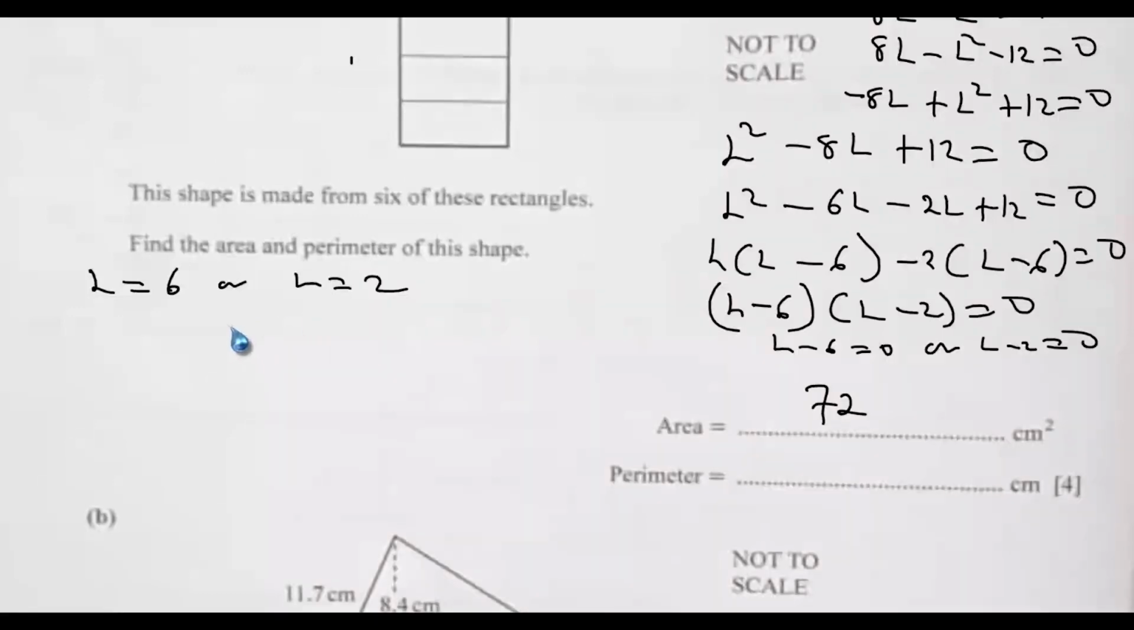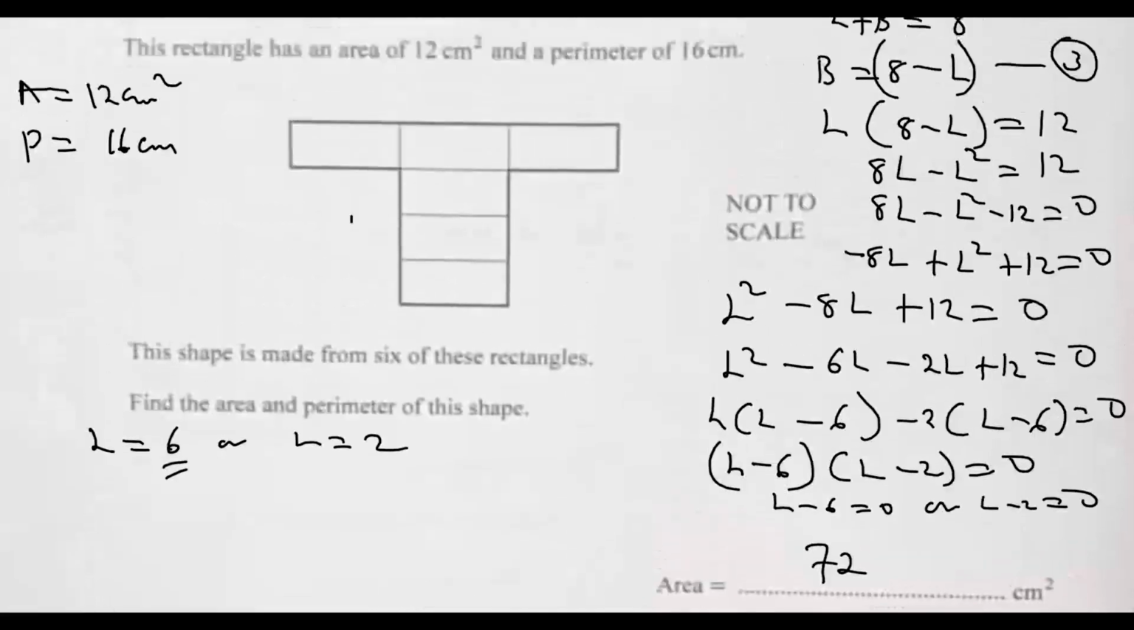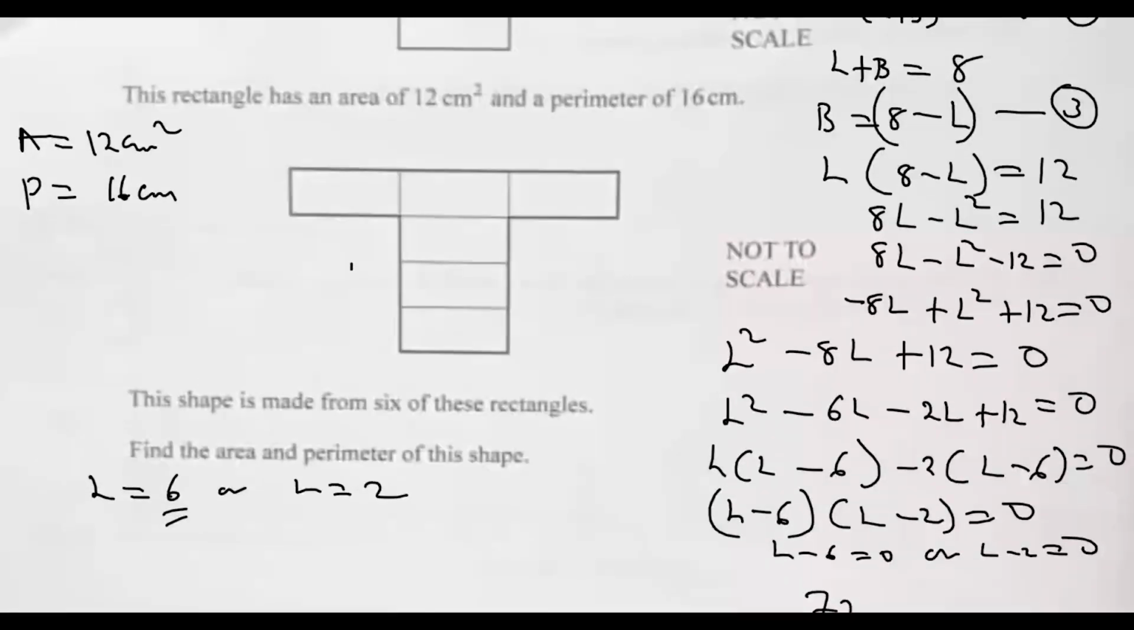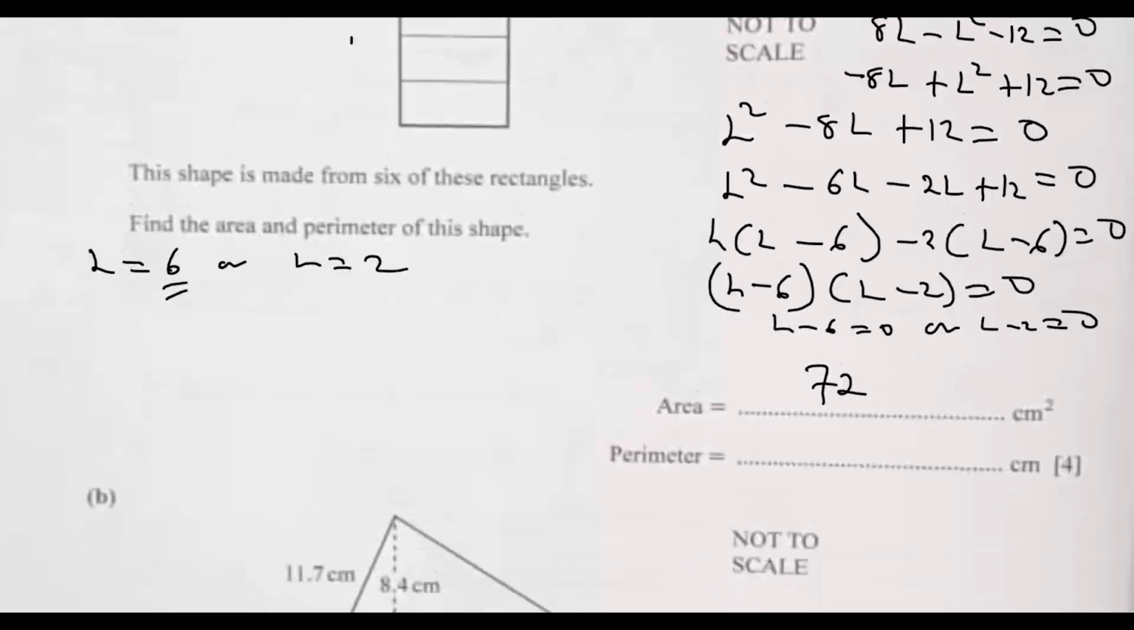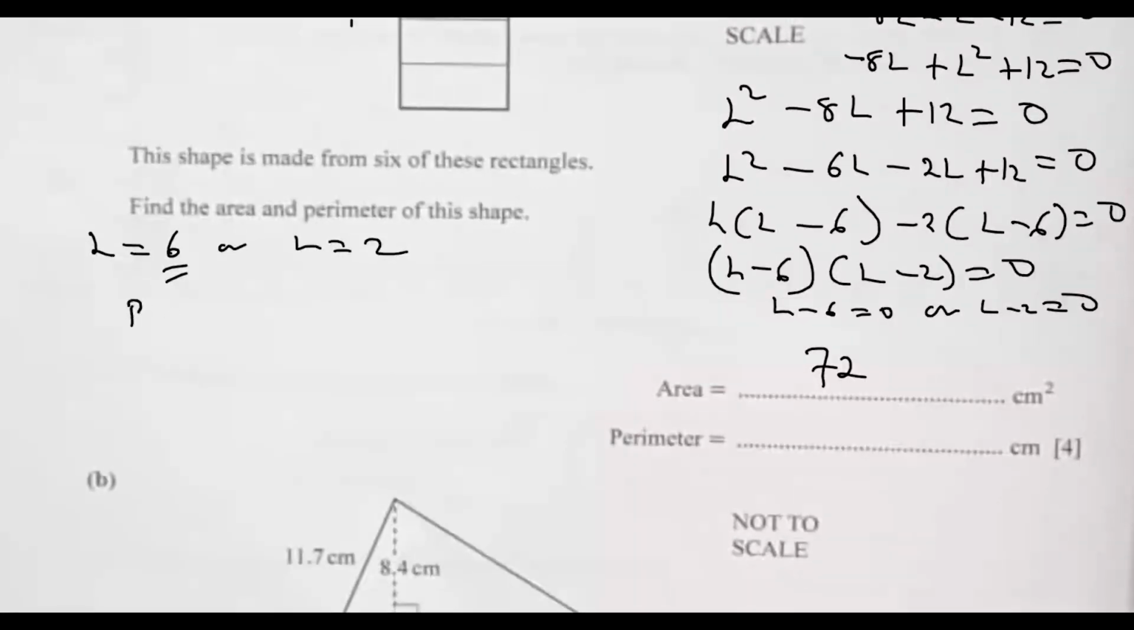So it will be 6 or 2. You can use any one of these two, but I'll use L equals 6. If L equals 6, I need to substitute it into equation 3, which is B equals 8 minus L. So I'm using 6 as my L. That means B will be equals to 2. So my length is 6 and the breadth is 2.